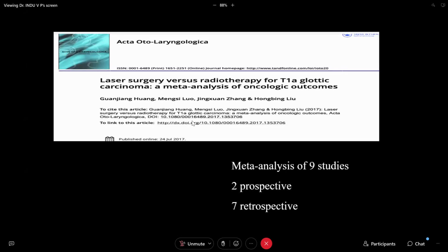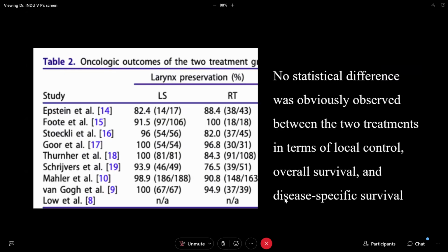This meta-analysis by Huang et al. included 2 prospective and 7 retrospective studies. It is again on the oncological outcome. They did not find any statistical difference between the 2 treatment modalities in local control, overall survival and disease-specific survival. But they found significantly better laryngeal preservation with the laser surgery arm.